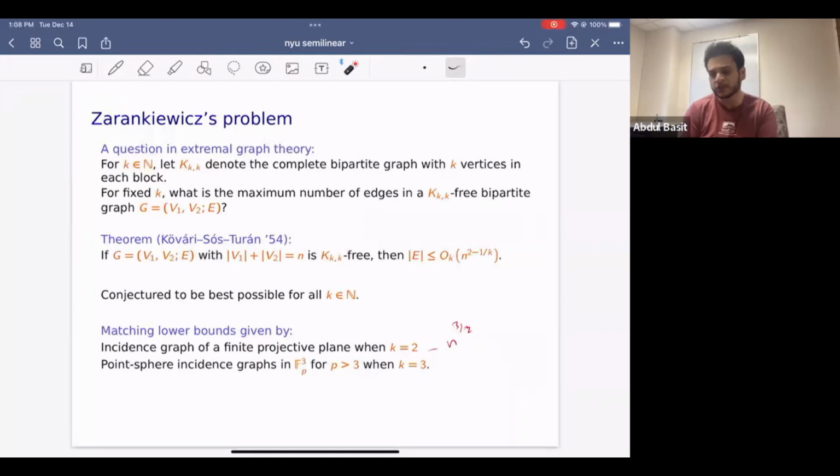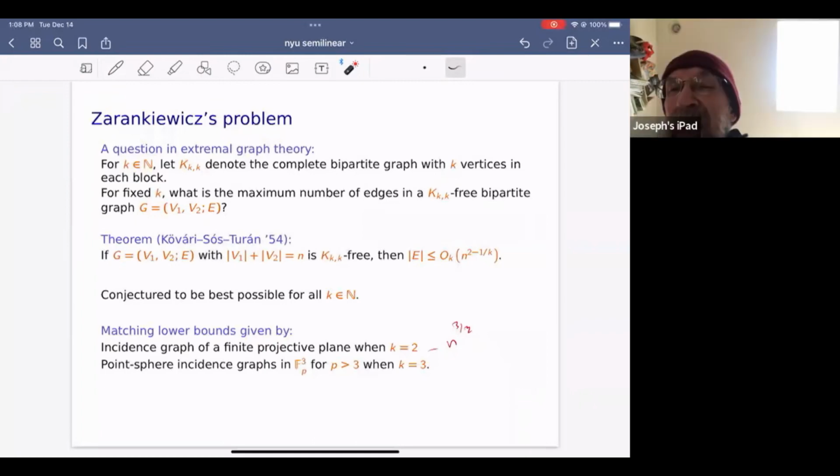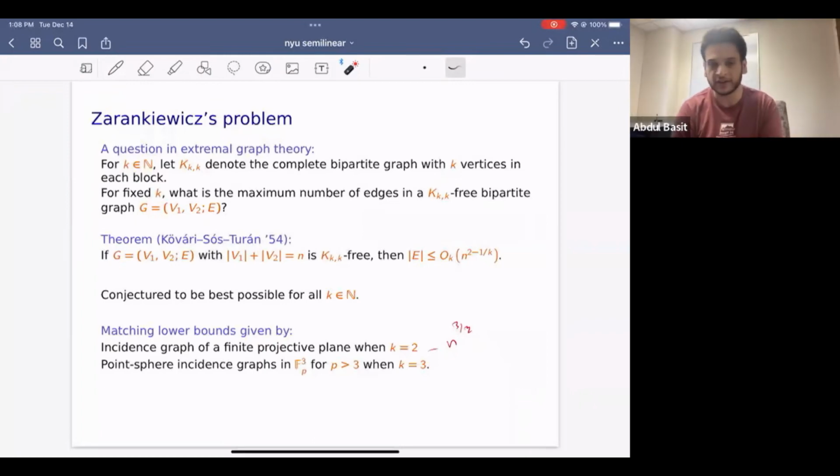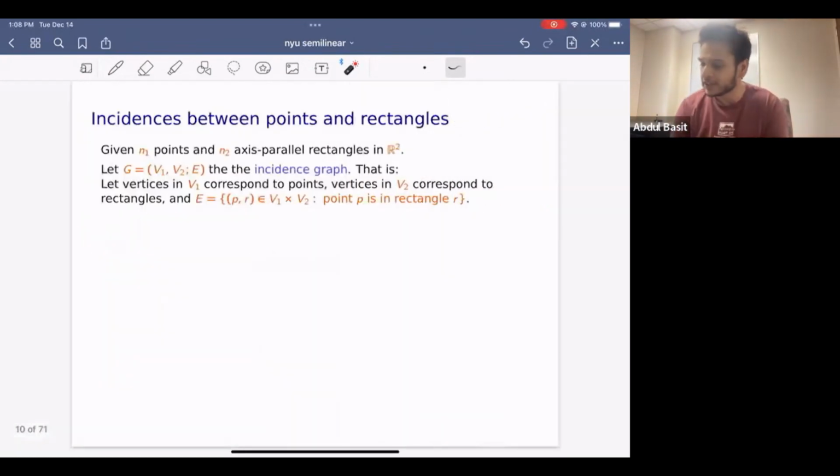Also for k equals 3, you can take the incidence graph of points and unit spheres, again in a finite field, and you get this bound. And it turns out this does give us some bound for our problem. How does it give a bound for my problem? Again, I have n1 points and n2 axis-parallel rectangles, and I look at the incidence graph.